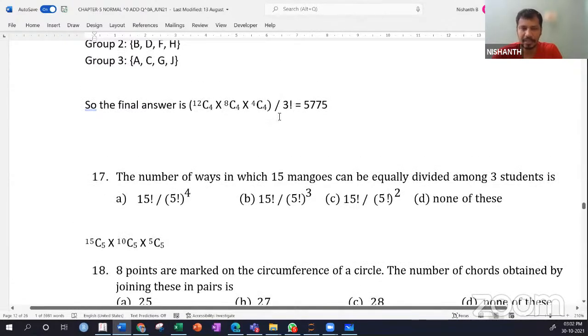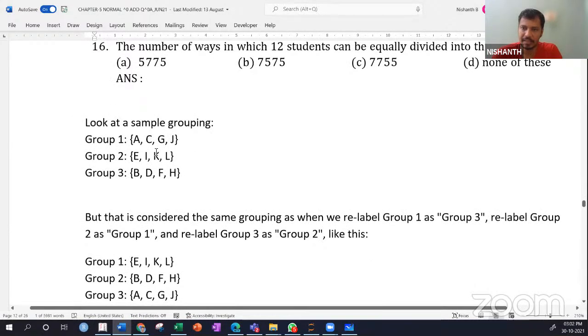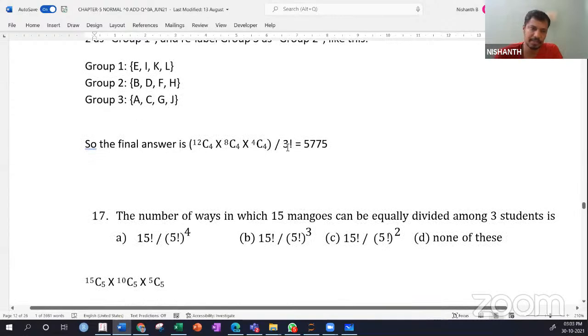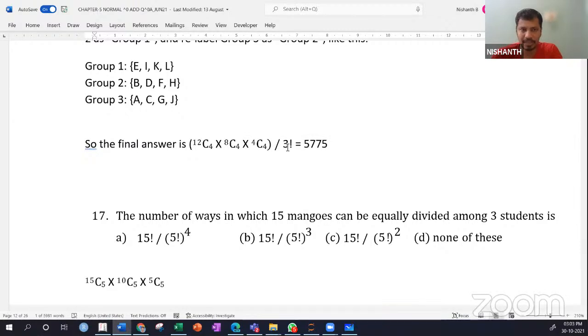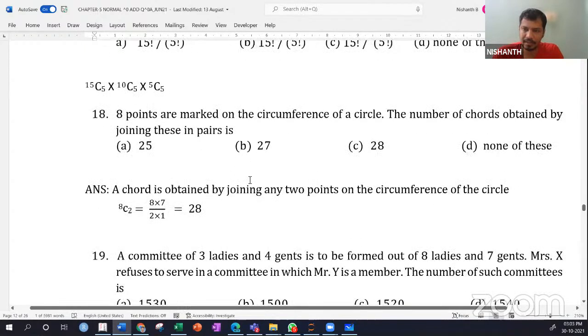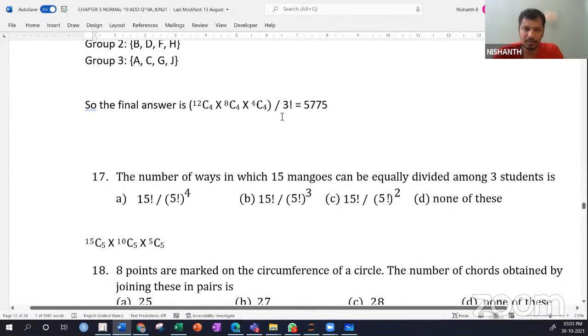You do that divided by 3 factorial, because the groups can take any group names. The first set can take any group names. Like I said, I have given an example here. ACGJ is group 1 here, but it can also be termed as group 3 here. So it will start labeling. Because that gets repeated, this same group ACGH is getting repeated again here, we eliminate those repetitions by dividing by 3 factorial. So just remember that whenever in division, if there are 2 characteristics, no problem. But if you are just asking me to divide, then I have to divide by 3 factorial. Not only 3, in 4 groups, however many groups are formed.